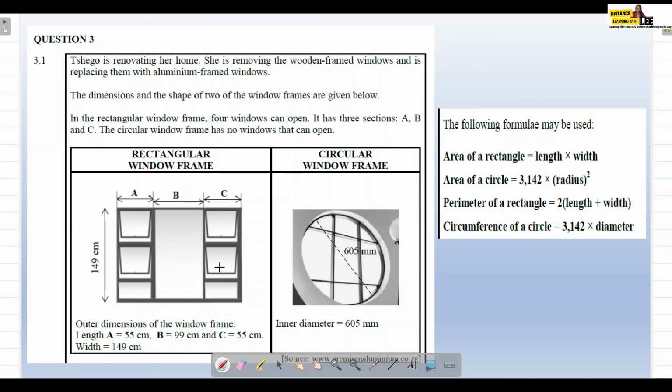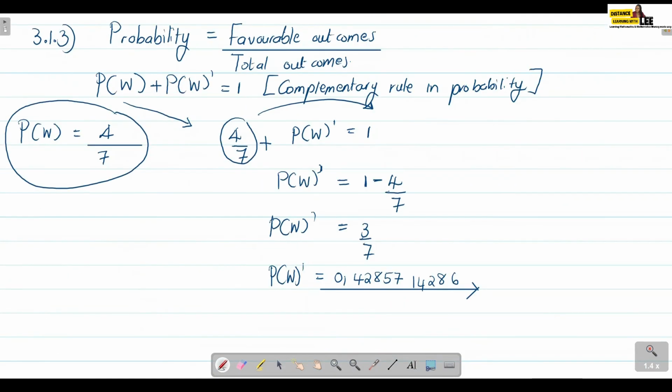Your complementary rule states that the probability of the window panes that can open plus the probability of the window panes that cannot open is equal to 1. So in this case, because you want to find the probability for the window panes that cannot open, we already know that the windows that can open is 4 over 7, and then plus the window panes that cannot open, P(W prime), is equal to 1.